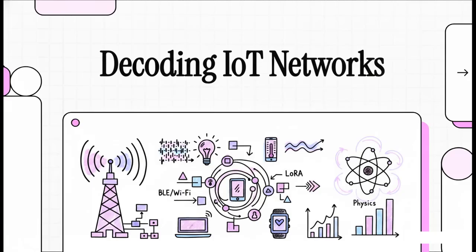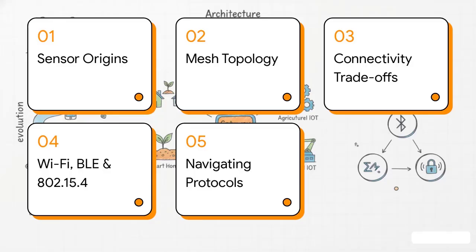Let's get into it. Okay, let's look at our roadmap for today. First, we'll cover the sensor network origins, then building the mesh topology. Third is the connectivity trade-off, followed by understanding Wi-Fi, BLE, and 802.15.4, and finally, navigating the protocol stack.